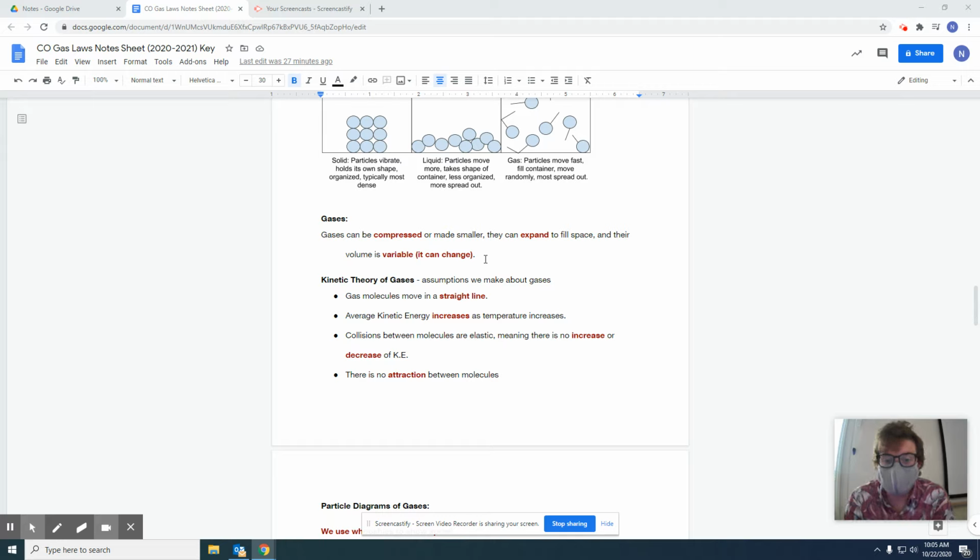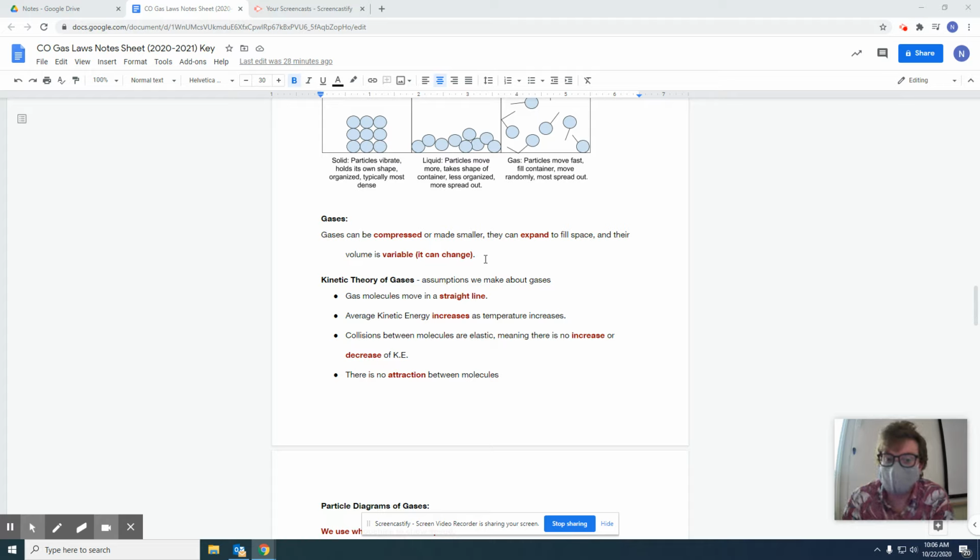The last thing that we're going to talk about in this short little video is the kinetic theory of gases. This is four rules that we have about gases that we've talked about, but we haven't necessarily defined. So whenever we're talking about gases, we are always going to keep these four rules in line. Gas molecules are always going to move in a straight line. If you think about how we've been drawing them, we've always given them a straight tail to show that our particles are moving in a straight line.